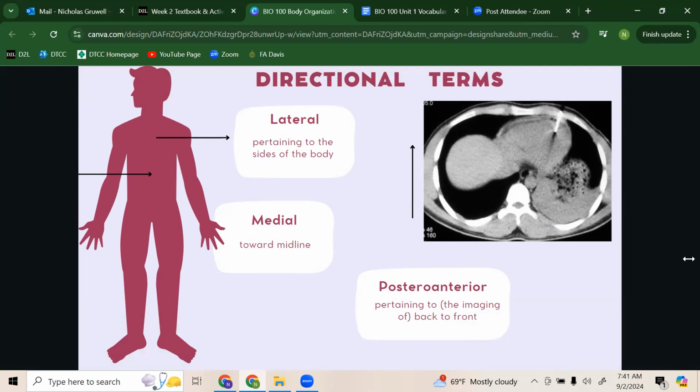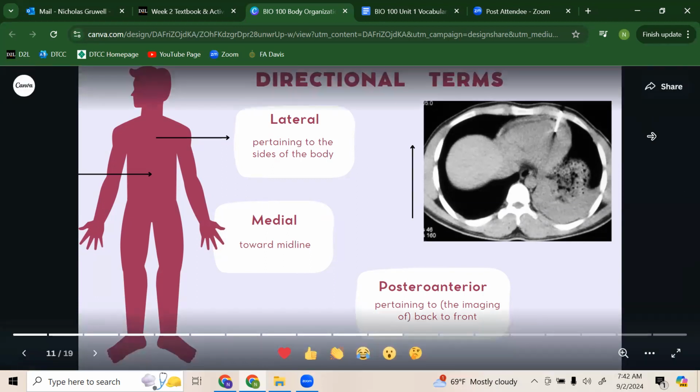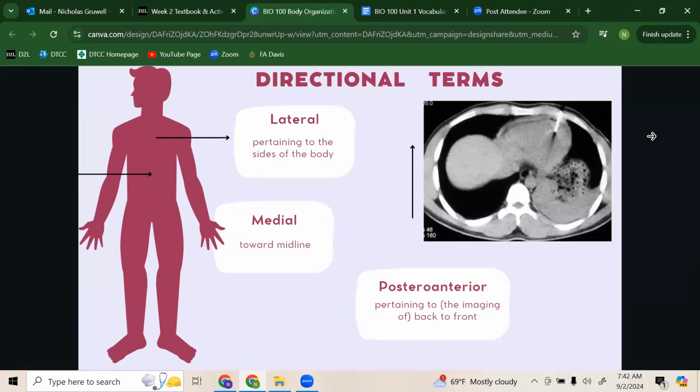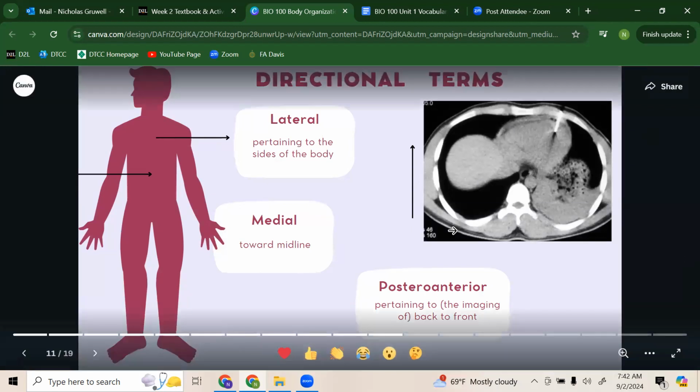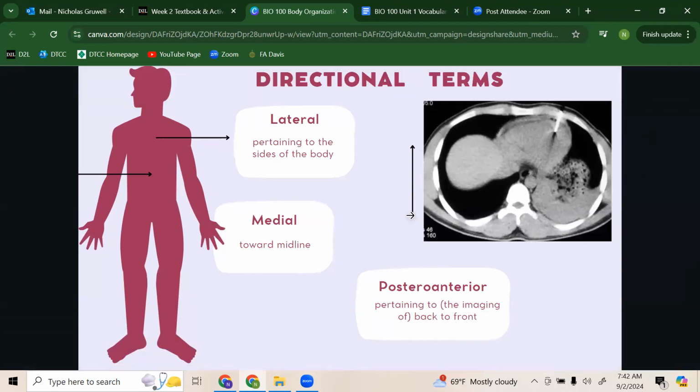And then posterior or anterior, this is something that you really will only see in pertaining to imaging. This is not something that you would typically see referring to a region of the body or anything like that. So this just means that the imaging was shot back to front, or you view it back to front. And remember, this is a transverse slice of the body.